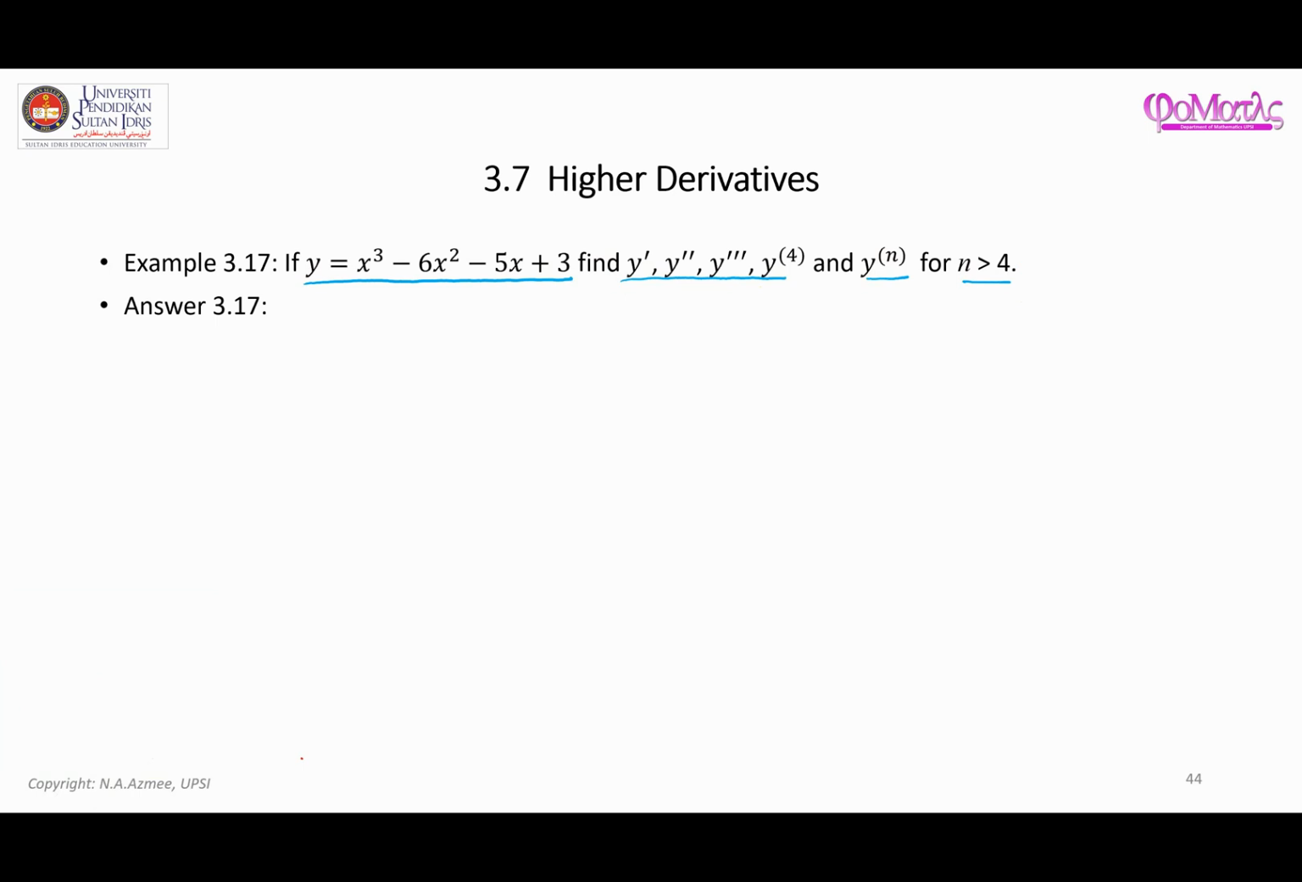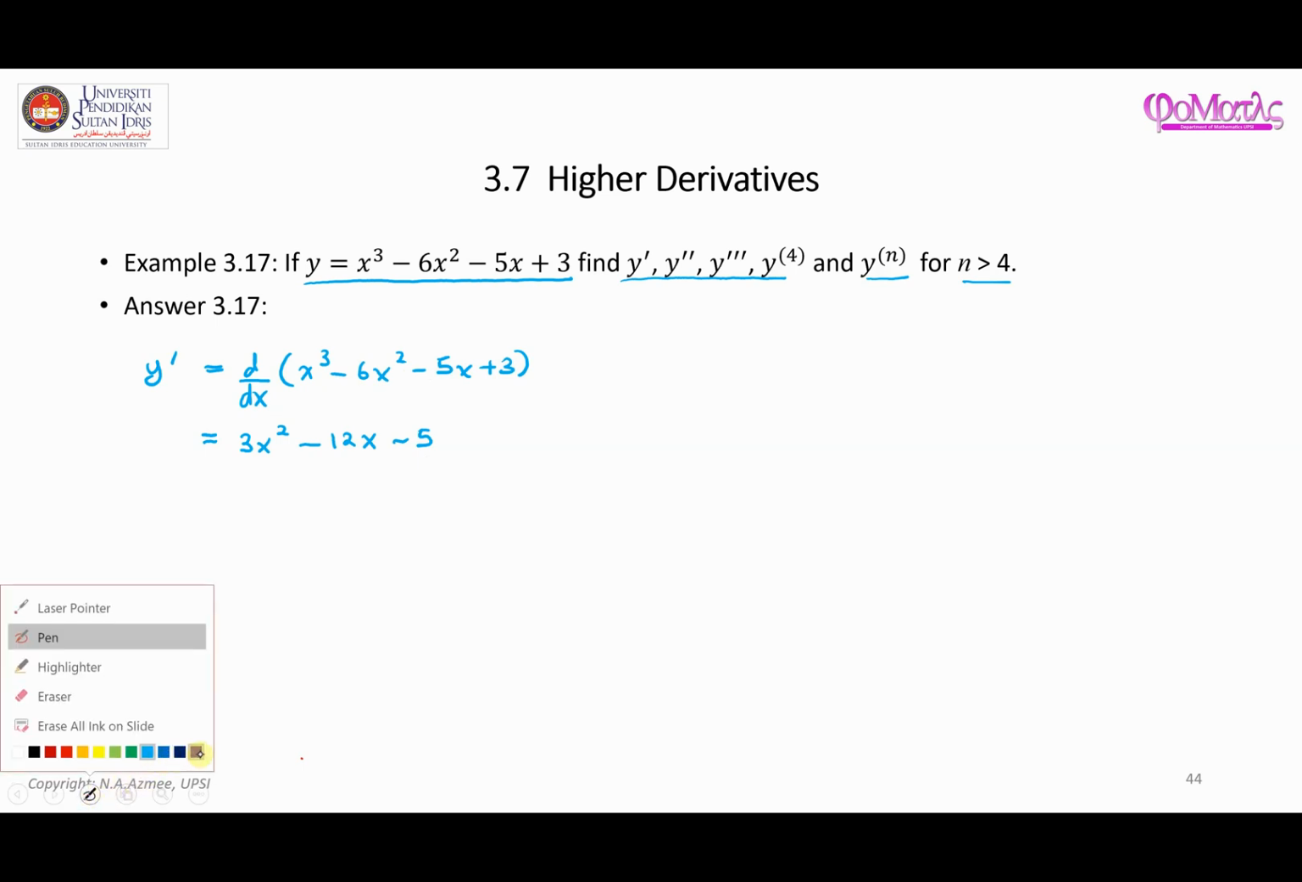We're going to start off with finding the first derivative, which is y prime, and this is equal to differentiating this function one time. We have the function x cubed minus 6x squared minus 5x plus 3, and if you differentiate this, you will get 3x squared minus 12x minus 5, and if you differentiate a constant, the answer is going to be 0. So here we have the result for the first derivative.